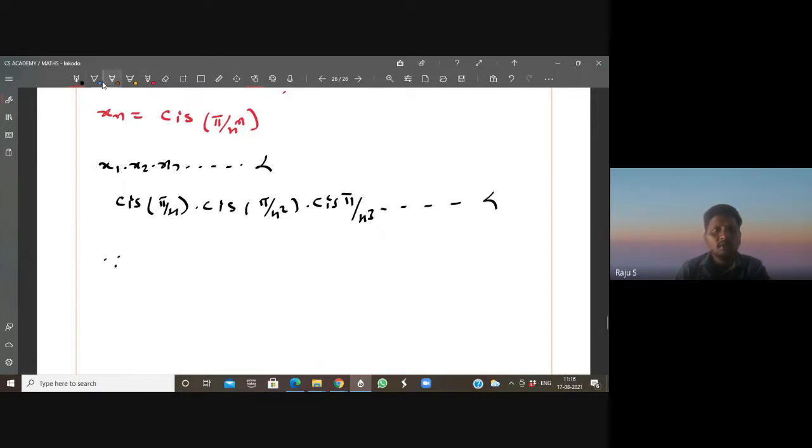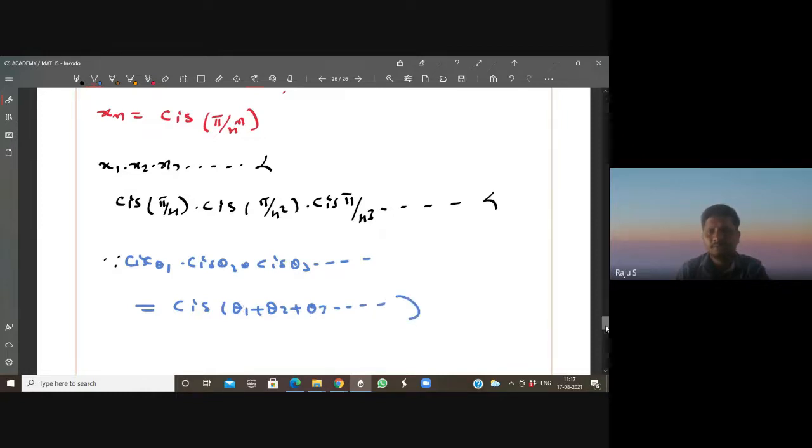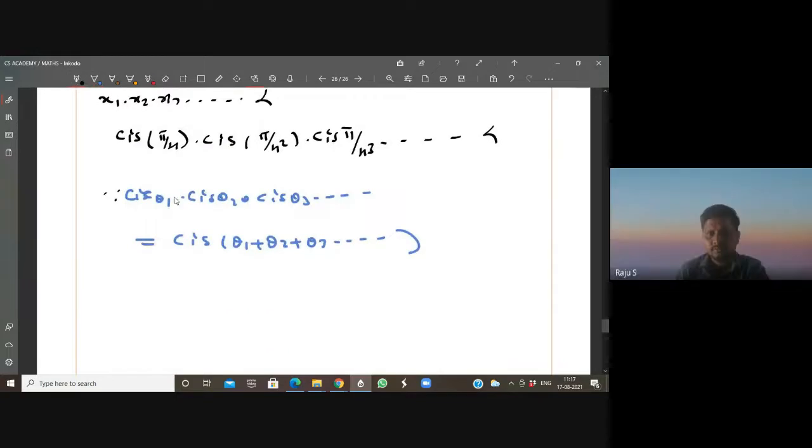Since I have given the clear formula, consider these as cis theta 1, cis theta 2, cis theta 3, and so on. This is equal to cis of theta 1 plus theta 2 plus theta 3, and so on. Now, cis of pi times, pi is common, 1 by 4 plus 1 by 4 squared plus 1 by 4 cubed, and so on.